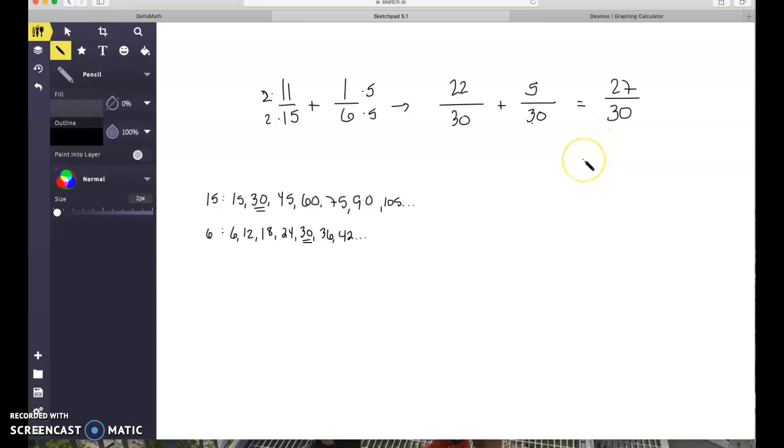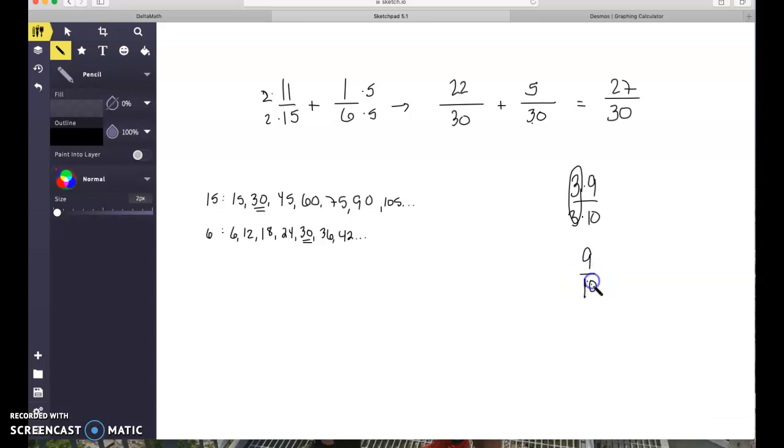Okay, now at this point, I want to double check and see, can I reduce this at all? 27 over 30, I feel pretty confident in saying this can reduce. I know my divisibility rules, and if I add 2 and 7, I get 9, which divides by 3. 3 and 0 gives me 3. That also divides by 3. So I know at a minimum, both of these numbers are going to divide by 3, right? 3 times 9 and 3 times 10. Right, so 3 over 3 is 1, which leaves me with 9/10.